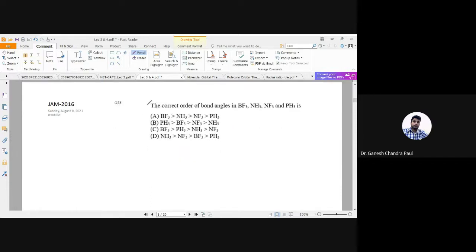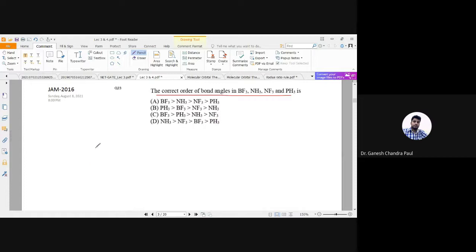Next, the correct order of bond angles. Which is the correct answer? Tell me. If you look at the structure of boron trifluoride, BF3, it has a trigonal planar structure, right? And what is the bond angle? It is around 120.